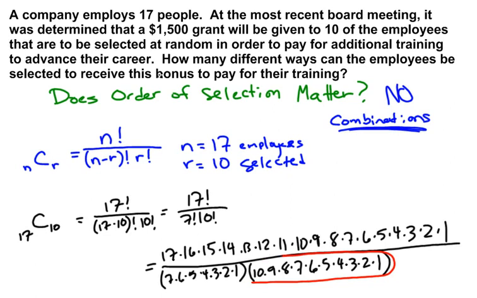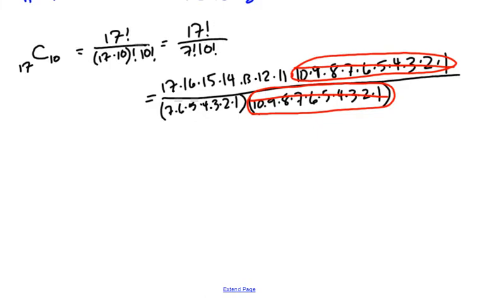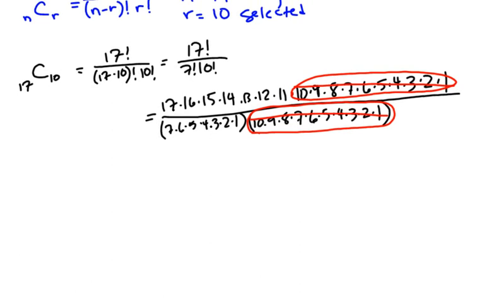Starting to look at this now, you can see that I have this nice section 10, 9, 8, 7, 6, 5, 4, 3, 2, 1, and I also have that up here on top. So I am going to cancel all of those out, leaving me on top with 17, 16, 15, 14, 13, 12, and 11, and on the bottom 7 times 6, 5, 4, 3, 2, 1. At this point, you may choose to continue to cancel. I'm going to slide this down a little bit and extend the screen out so we can see what we're working with.